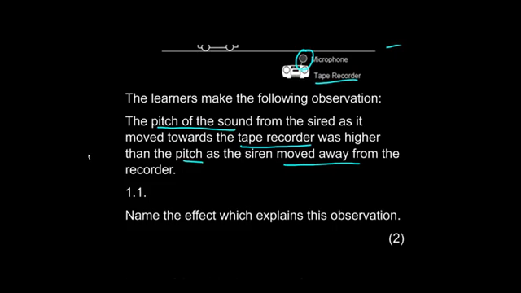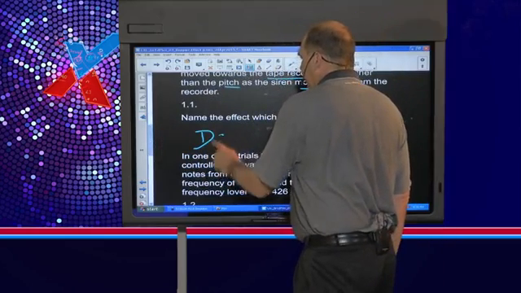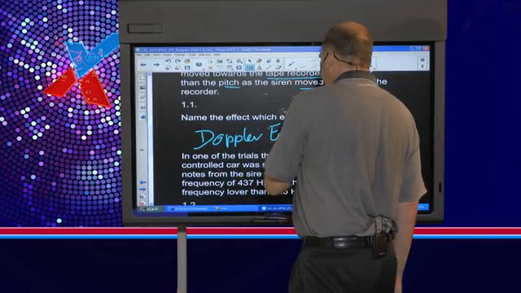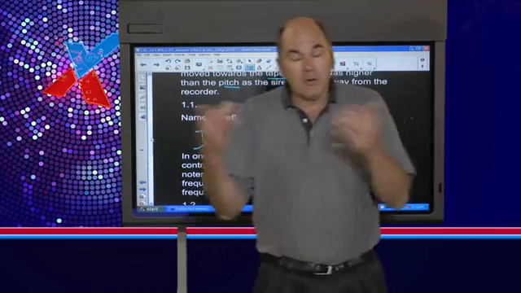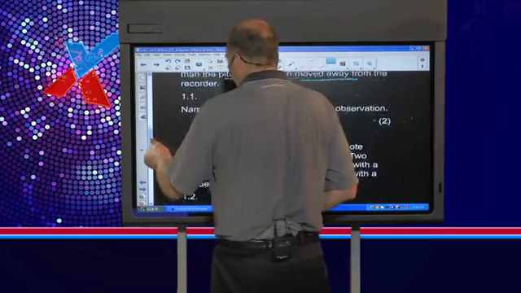So the first thing is they're asked to name the effect of this observation, and that is easy marks. It's the Doppler effect. Please make sure you don't just write Doppler, write Doppler effect. That's the whole thing. So next question.